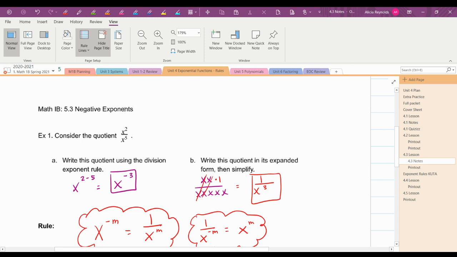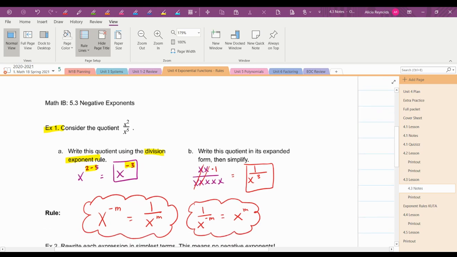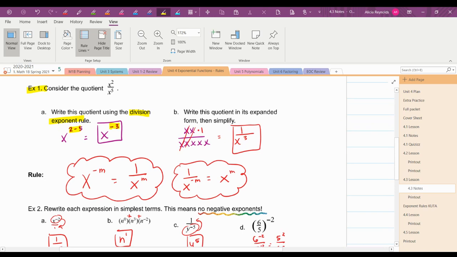Here, thinking about negative exponents, if we consider the quotient, so we're dividing here, we have x squared on top and x to the fifth power on the bottom. If we write this quotient using the division exponent rule, that means we subtract 2 minus 5 and get negative 3. When we write this in expanded form and then simplify, we get 1 over x cubed.